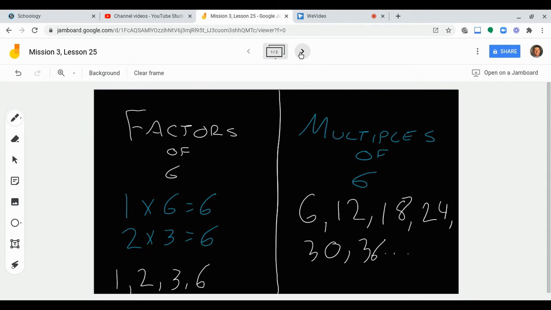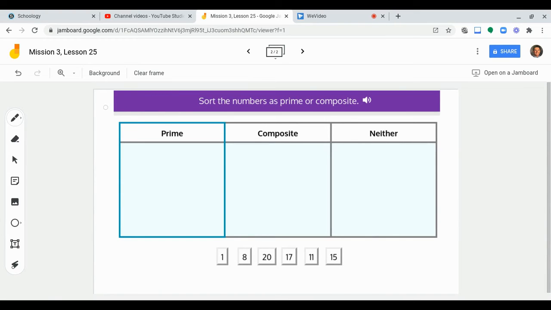So let's take a look at an example of one you might have observed. It's going to give you these numbers and say sort the numbers as prime or composite. So what do we need to use to determine prime or composite? Well, we're looking at the factors. Again, if the number has more factors besides 1 and the number itself, it's composite. If the only numbers are 1 and the number itself, it's prime. Okay, so I'm going to look at my options here. My options are prime, composite, or neither.